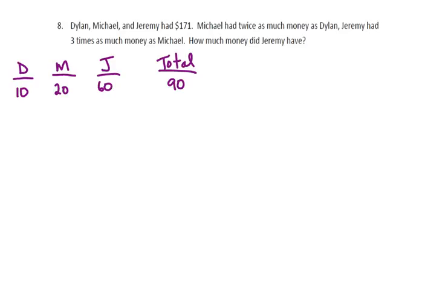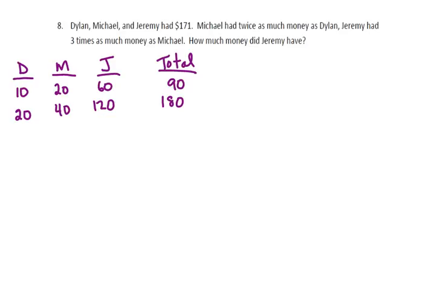So we're still short, so we're going to increase Dylan's amount. I believe that if we added 10 to Dylan, such that Dylan has $20, Michael has 2 times what Dylan has, and so he has $40, and then Jeremy has 3 times what Michael has, which is 3 times 40, or 120. Now their total is going to be 180.